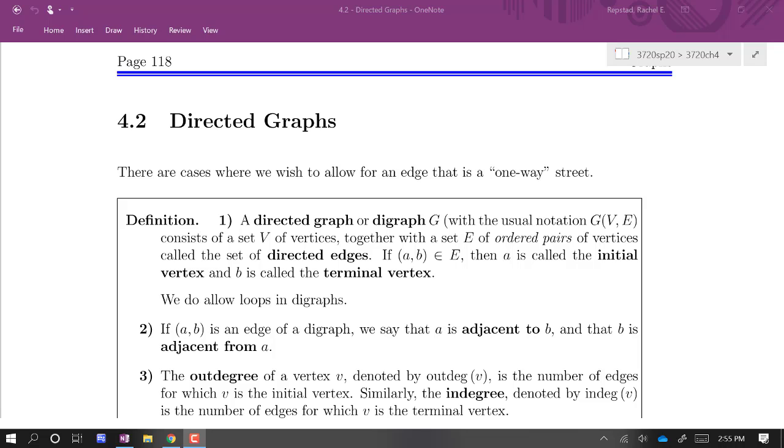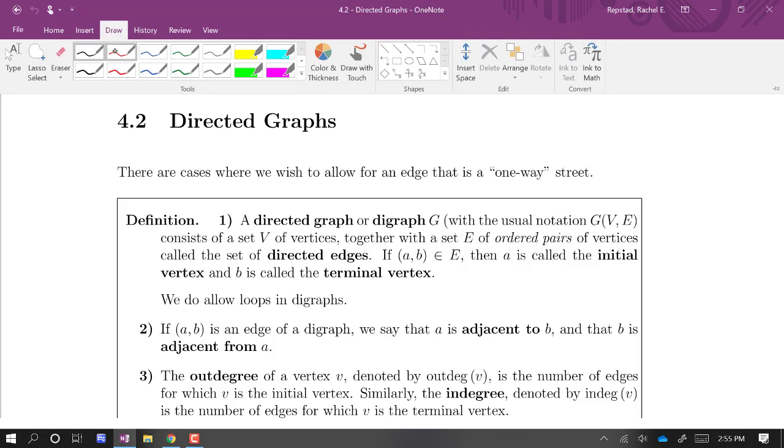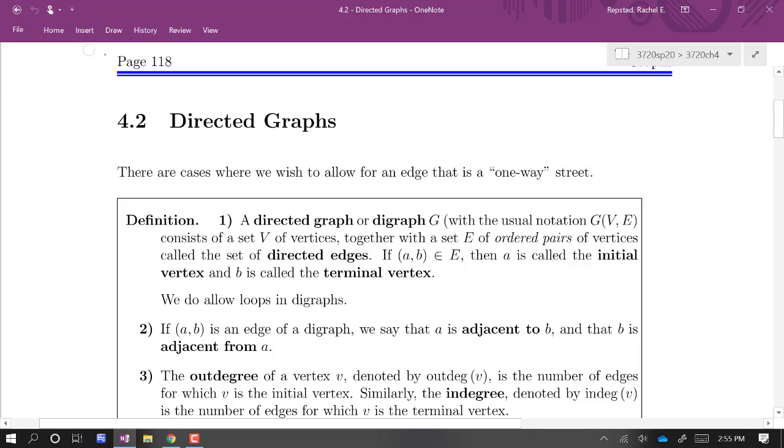All right, in a directed graph, the edges themselves are directed. We think of each edge as like a one-way street. Because they are directed edges, now each edge can be thought of as an ordered pair between two vertices, because now the order in which you write the vertices indicates the direction. We do allow loops in directed graphs. Directed graphs are often abbreviated by calling it a digraph.